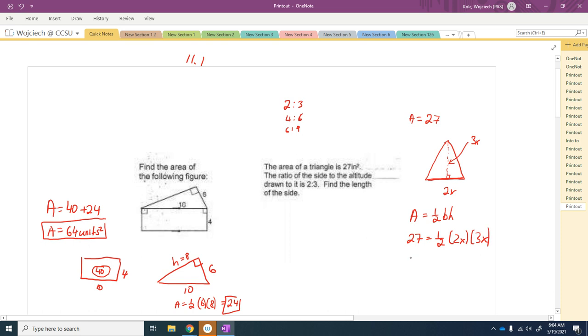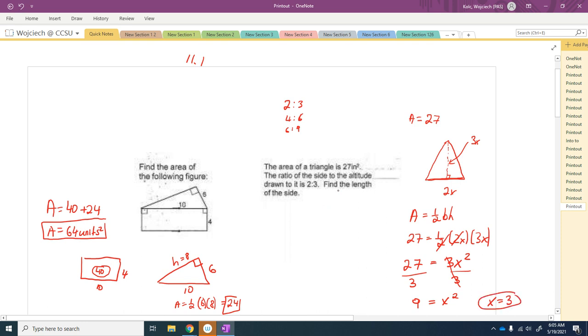Now we have algebra. So 27 equals, the half and the 2 cancel each other, so we have 3x squared. Please remember, x times x is x squared. If you divide by 3, you get x squared is equal to 9. Therefore x is equal to 3. Technically, x is equal to plus or minus 3, but we cannot have negative distance. So x is equal to 3.